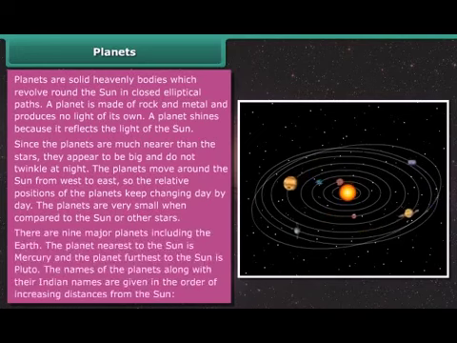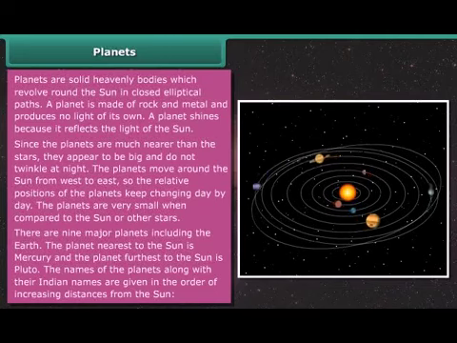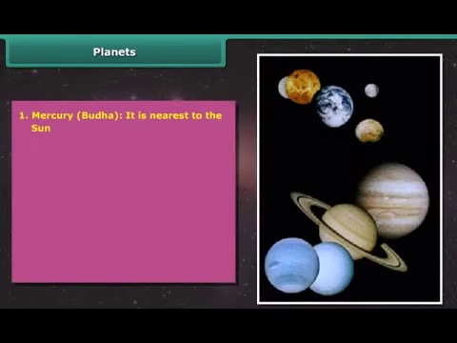There are 9 major planets, including the Earth. The planet nearest to the Sun is Mercury, and the planet farthest from the Sun is Pluto. The names of the planets along with their Indian names are given in the order of increasing distance from the Sun. Mercury, Buddha, it is the nearest to the Sun.